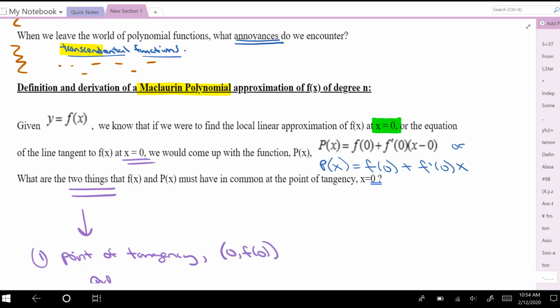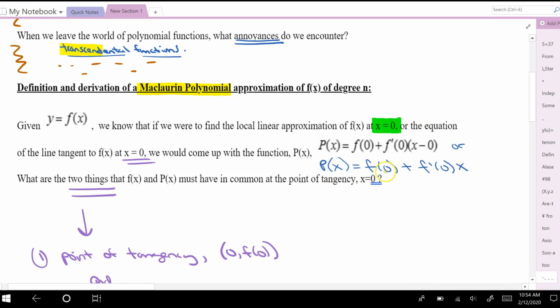So we know that if we were to find the equation of the line tangent to f of x at x equals 0, we would come up with the function p of x, and it looks like this. P of x is f of 0 plus f prime of 0 times the quantity x minus 0, or as you can see what I did here, I merely distributed this to the terms, and here's what I have for p of x.